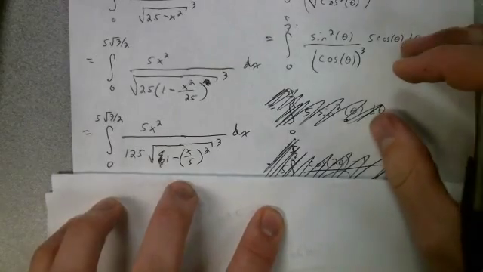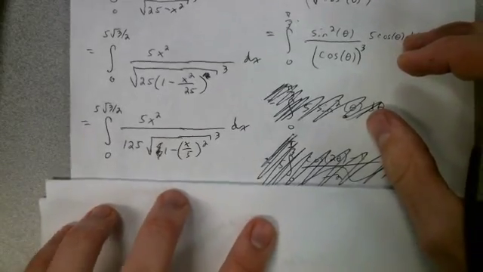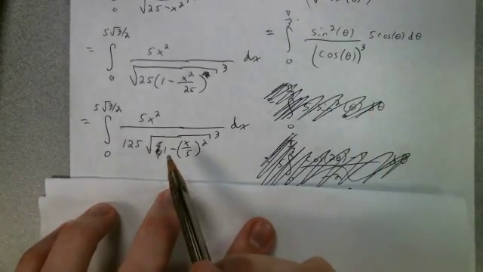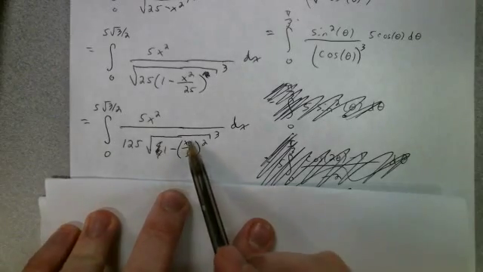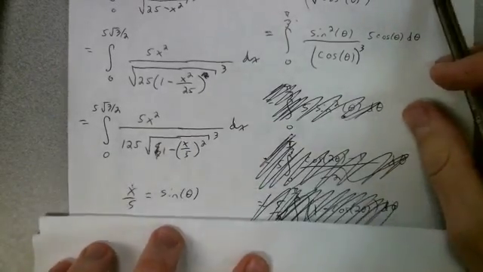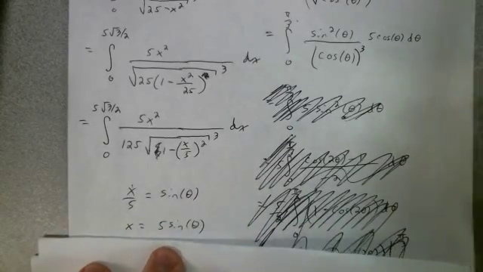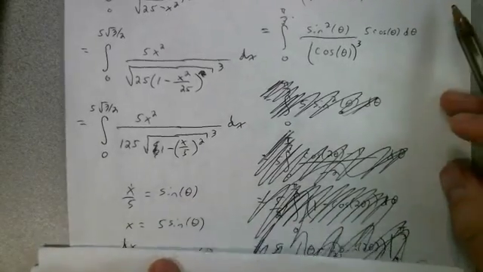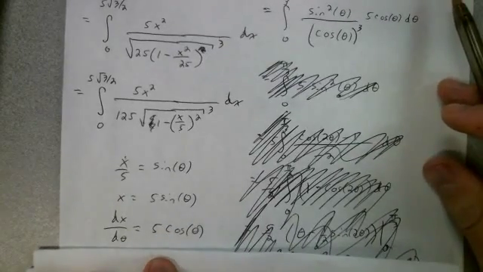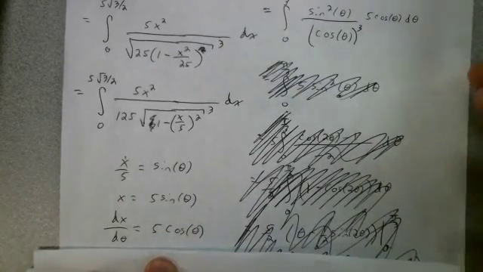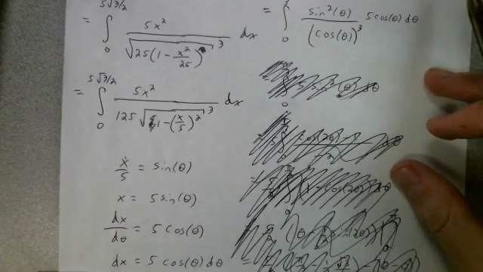All right, so moving on. This looks like 1 minus sine squared, so I'm going to take this x over 5 and make that sine of theta. So x is 5 sine theta. dx d theta then is 5 cosine theta. I multiply both sides by d theta, and I get dx equals 5 cosine theta d theta.